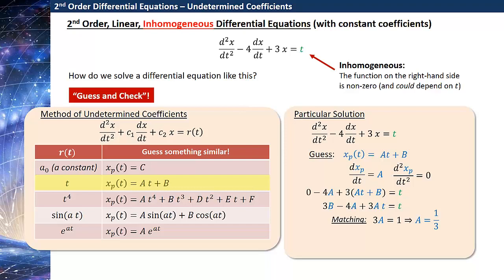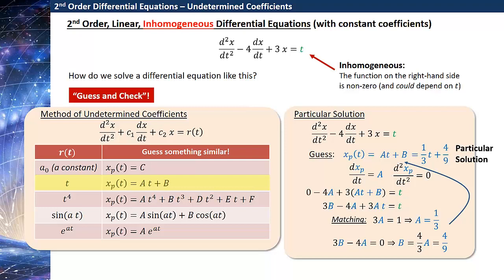I can continue matching. On the left-hand side, I have a constant, 3b minus 4a, and on the right-hand side, I have no constant. So it must be that 3b minus 4a ultimately leads to 0. I already know what a is, so I can solve for b in terms of a, and it looks like b is 4/9. So by taking this guess for the particular solution, plugging it into the differential equation, I was able to solve for the undetermined coefficients a and b, found a is 1/3 and b is 4/9. So let me plug those back into my original guess so that I now have my particular solution, 1/3 t plus 4/9.